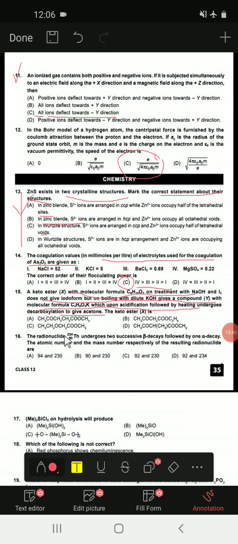Question number 15. The correct answer option is B. After that, question number 16.